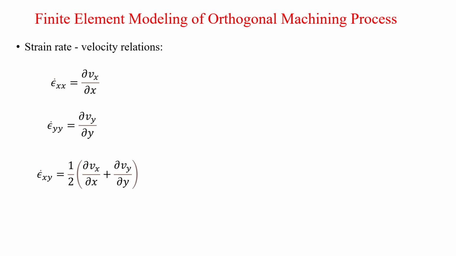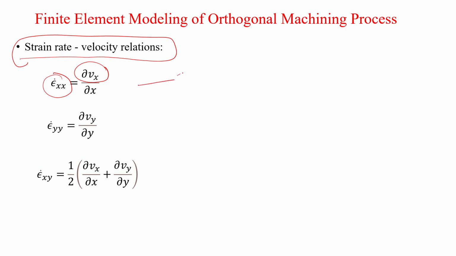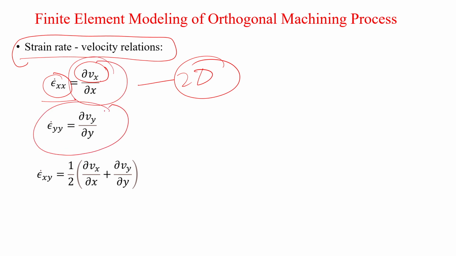So one of these is the finite element modeling, in which we have different relations. One of the relations is between strain rate and velocity. For a 2D flow, the strain rate in x is given by del Vx by del x, and the strain rate in y is given by del Vy by del y. The strain rate in the xy direction is given by half into del Vx by del y plus half into del Vy by del x. So this formula you need to know.